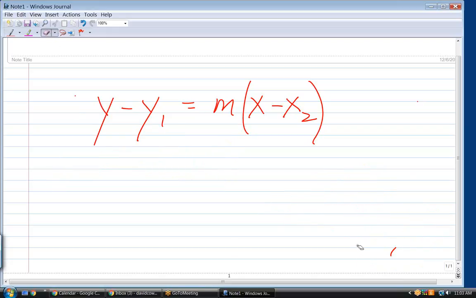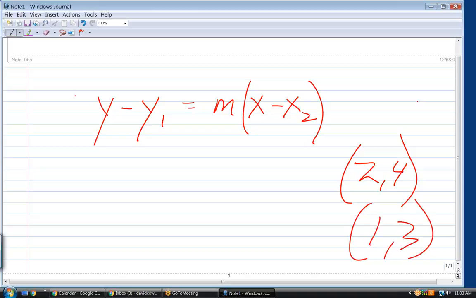Well, what if I just have 2 points? What if I had that 1 point and I have another point? Well, if you have another point, you can find the slope. Exactly. The very first job is to find the slope, and once I have the slope, I can still use point-slope, and I can use either point.